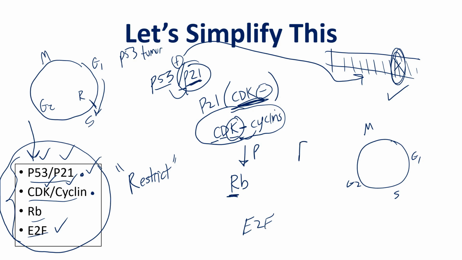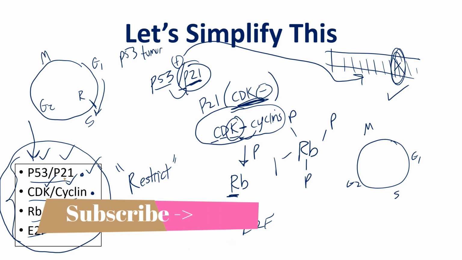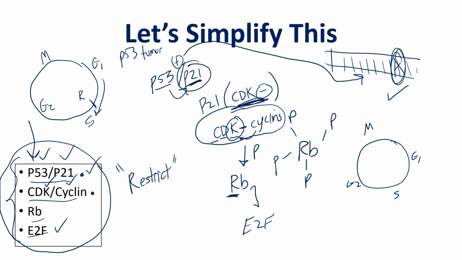When retinoblastoma is phosphorylated, whether it's just 1 or 2 phosphates, that's not important. Just know that when you phosphorylate retinoblastoma, it now struggles to bind to E2F. Just imagine the phosphates get in the way. So when retinoblastoma is phosphorylated, it now cannot bind to the E2F. What does that mean? That means that the E2F can now go ahead and continue on from G1 to S.